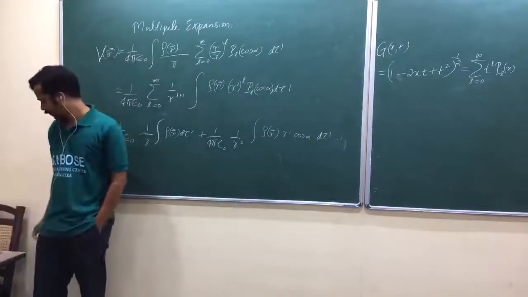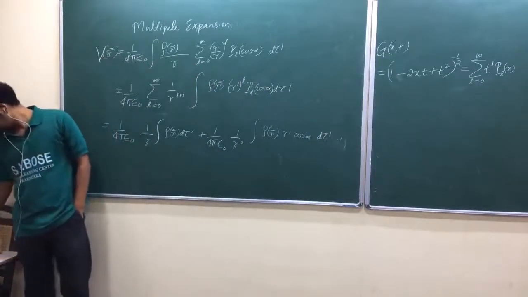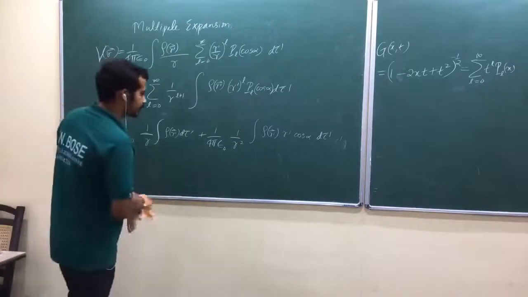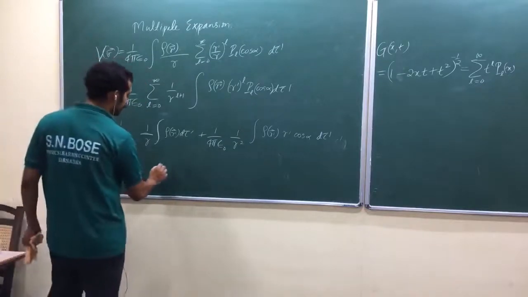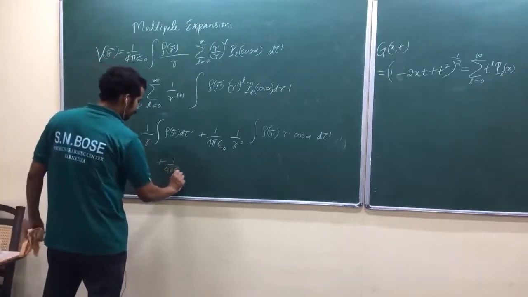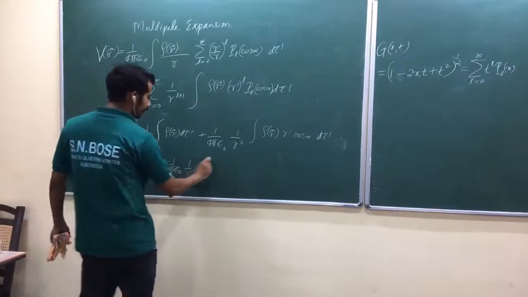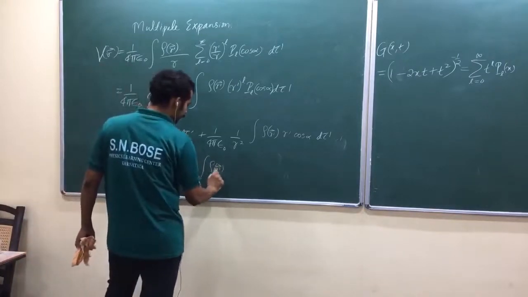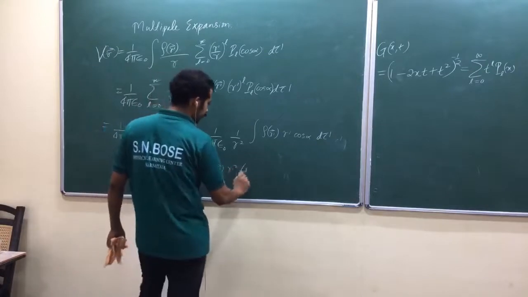Okay, so now again the third term, what is the third term? Any idea? Let me write the third term. 1 by 4 pi epsilon naught, 1 by R cube, integral of rho of R prime square. What is the second Legendre polynomial?